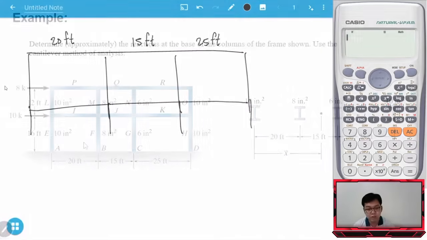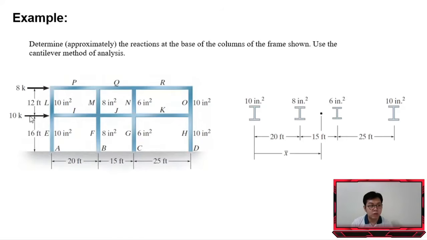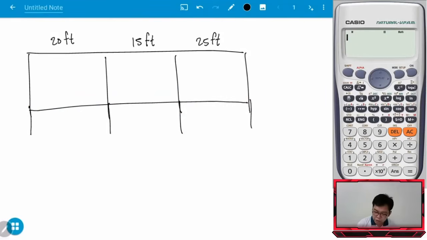Now, yung height ng columns natin is just equal to 12 feet at saka 16. So, ito, 12 pa din to. But dito, 16. So, 8 feet na lang to, kasi nga, hinati natin sa gitna. Hinati natin to dito sa internal hinge. Yan yung mga internal hinge natin. Hinati natin dyan kasi nga wala tayong moments dito.